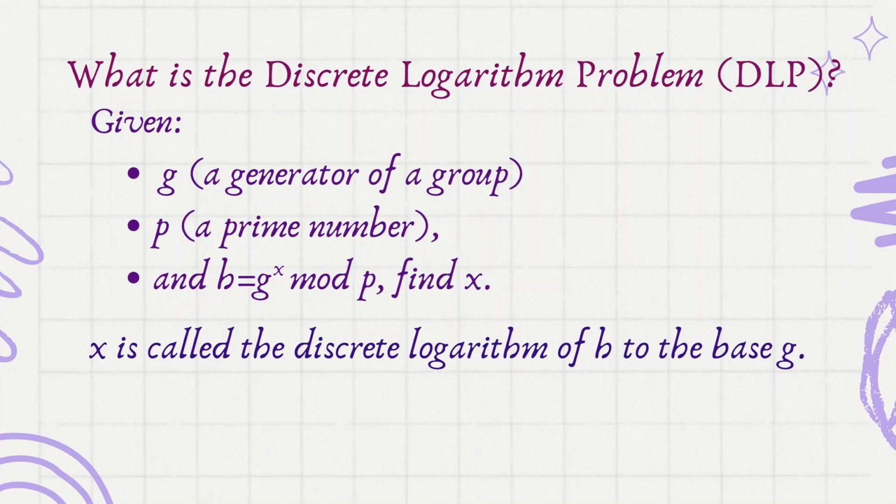And we also give them the information of G to the power of X mod P. So I know G, I know P, I know G to the power of X mod P. Find X. That is the discrete log problem. And X is called a discrete logarithm and not just a logarithm. The difference here is the mod P.